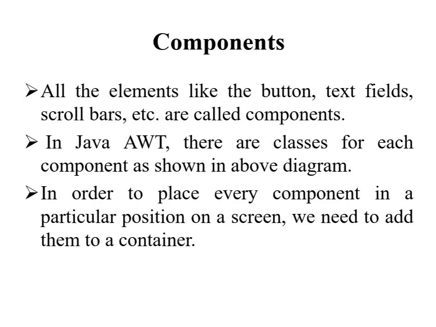First one is the components. All the elements like button, text field, scroll bar, etc. are called components. In Java AWT, there are classes for each component as shown in the diagram. In order to place every component in a particular position on a screen, we need to add them to a container.